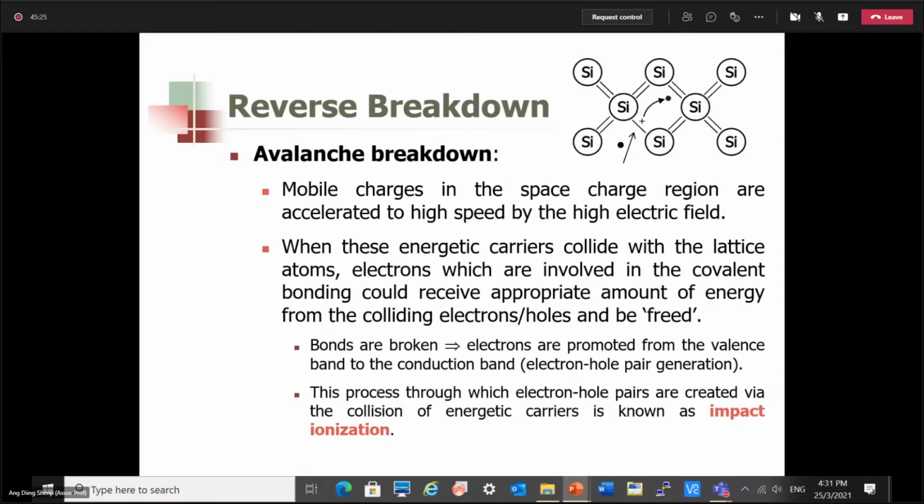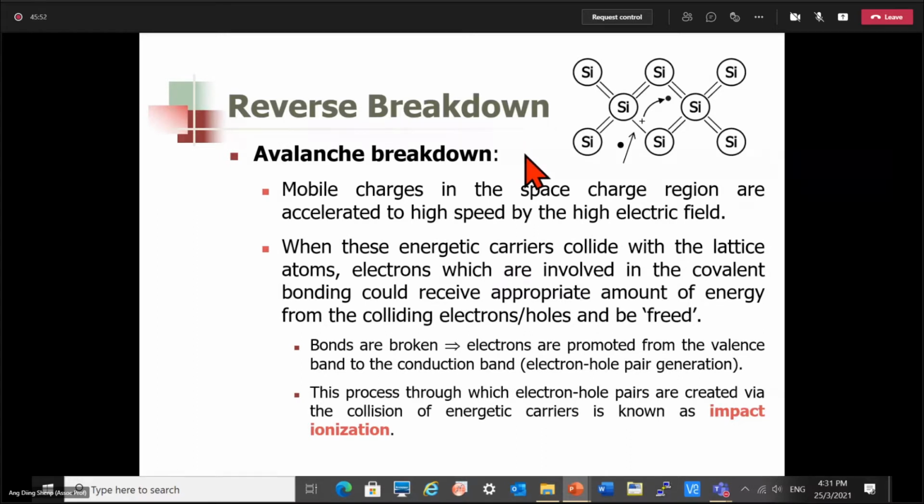So let's try to understand what causes avalanche breakdown. Now, there are 2 points that you need to keep in mind. The first point is about impact ionization, which I will explain. The second point is about the chain reaction that takes place after impact ionization starts to happen. Okay, so let's try to understand what is impact ionization.